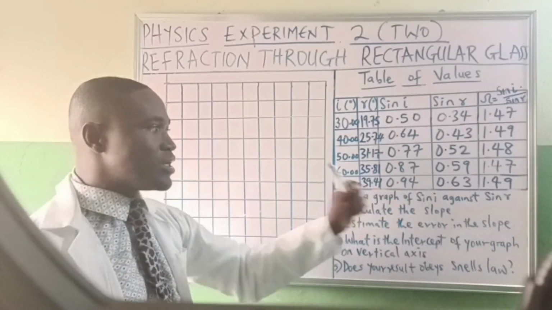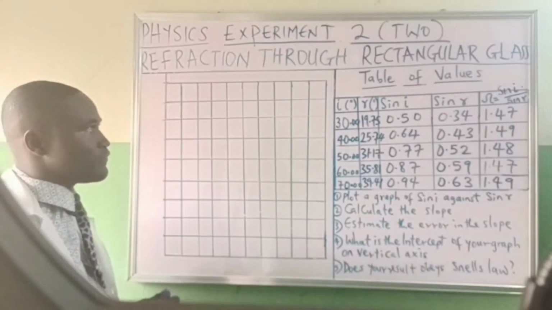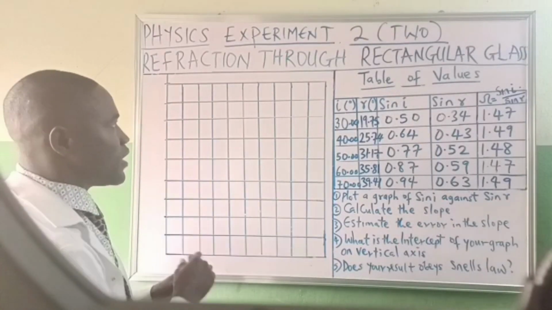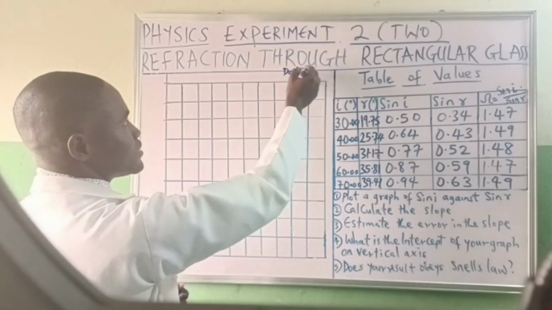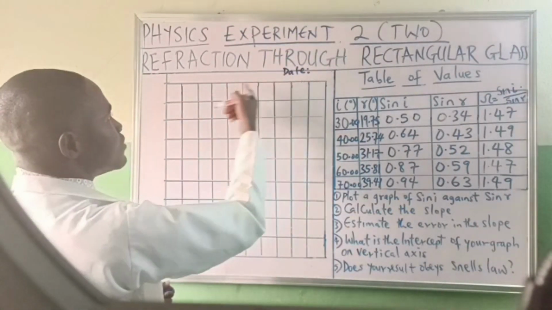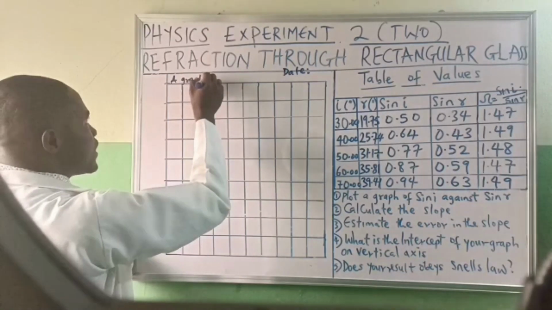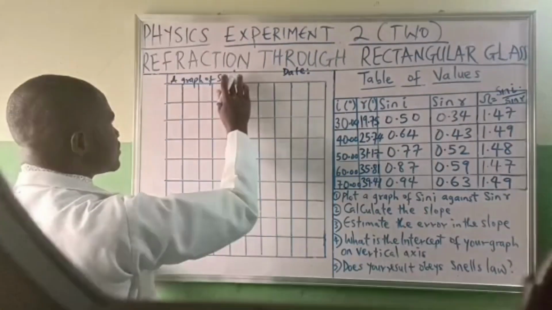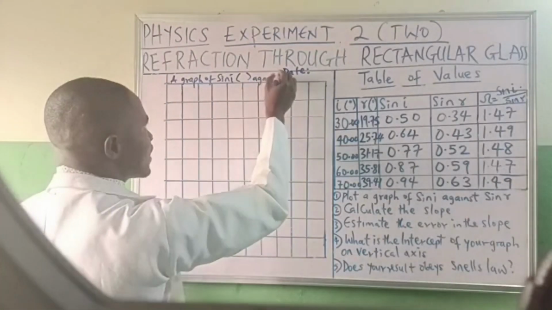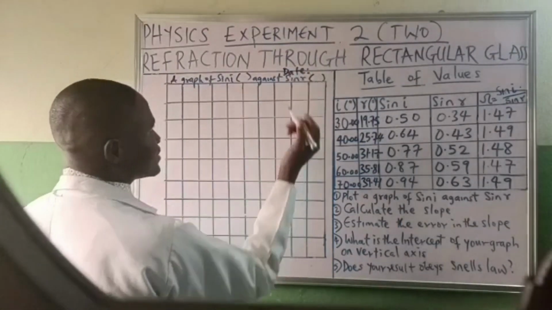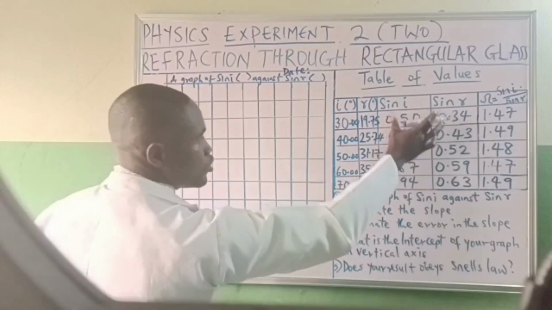But before then, let's see some important points we have to take note of before we plot our graph. First thing in your graph is to write the date of the experiment. Very important. Write the date, then write the title of the graph. Here I'm plotting a graph of sin I, then I'll put the unit by the side, against sin R. I'll put the unit by the side. If it has no unit, don't put anything. This one doesn't have any unit, so you don't put it.